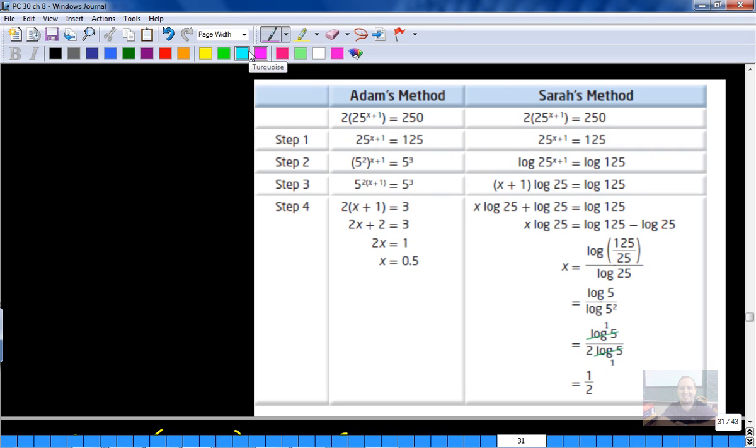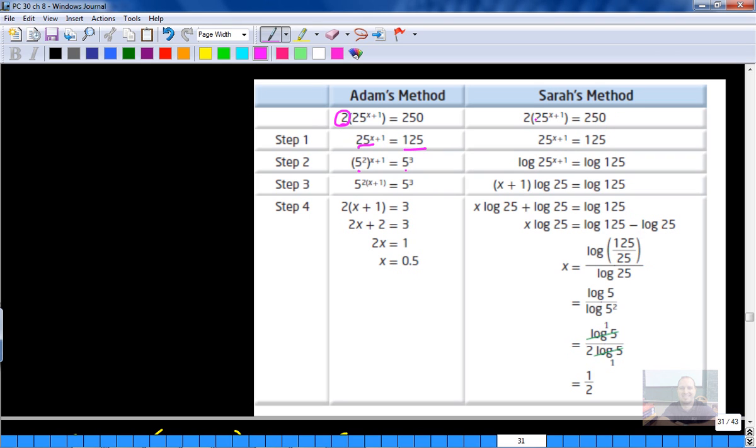So let's just briefly go through the first method. You don't have to write this down, just watch. We have something that looks like this: 2 times 25 to the power of x plus 1 equals 250. We're trying to solve for x. In method number 1, we would divide both sides by 2 first, because that's just a factor. And so that's where they get 25 to the power of x plus 1 equals 125. And then they wrote 25 and 125 as the same base, and solved a simple algebraic equation for x to be 0.5.